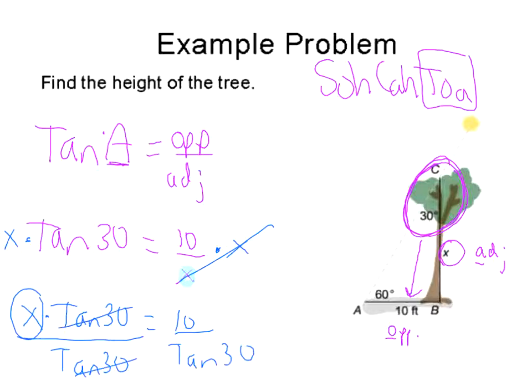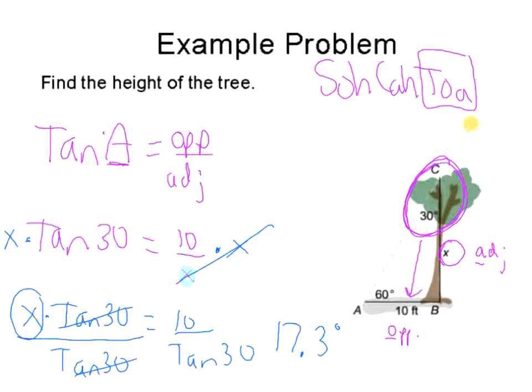These are all allowed. These are all appropriate math steps. You're just moving things to and from. So we've got to work it out on our calculator. You do 10 divided by tangent 30, and we will get 17.3. So in my calculator, I did 10 divided by tangent 30, and I got 17.3. Hit equals again, and you probably get 17.